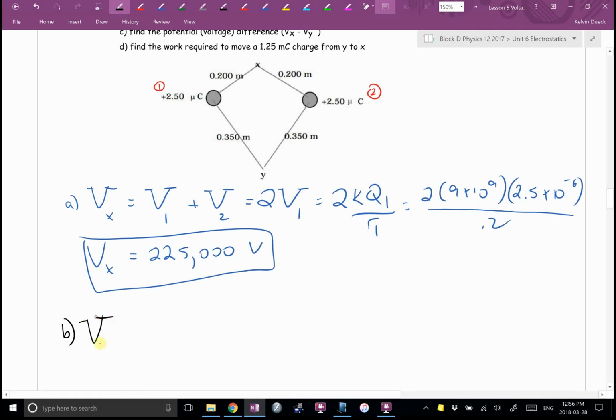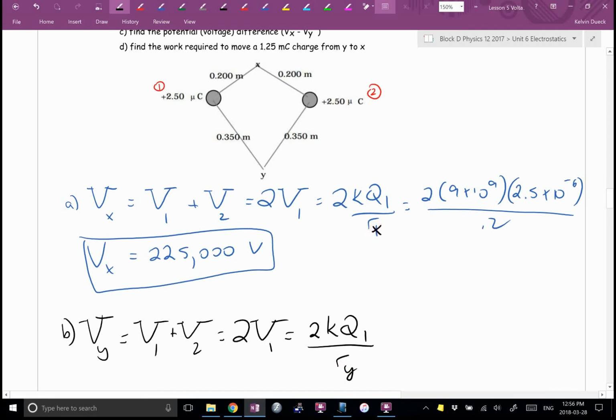The voltage at Y is going to be the voltage from the first one and the voltage from the second one, which is going to be 2 times the voltage. And all I'm going to change is R. It's going to be 2KQ1 over R. I'll call it RY. I really should have called the first one RX instead of R1, but whatever system you want to come up with.